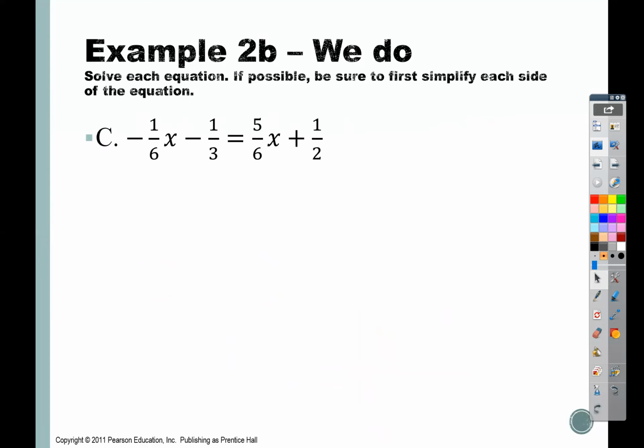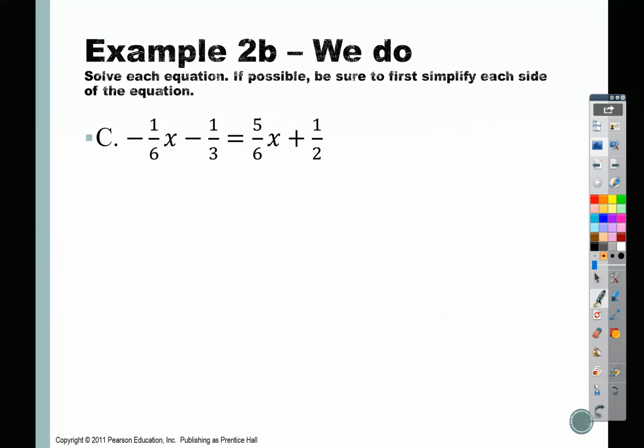All right. So now we have a lot of fractions. I don't know about you and how you feel about fractions, but most students do not like to use fractions. So here's something you can do. You don't have to, but you can multiply the whole equation by the least common denominator, which I would suggest. Our denominators are 6, 3, and 2, so the least common denominator is 6. So if I distributed a 6 to everything, 6 times negative 1/6 is negative 1. 6 times negative 1/3 is negative 2. 6 times 5/6 is 5. And 6 times 1/2 is 3.